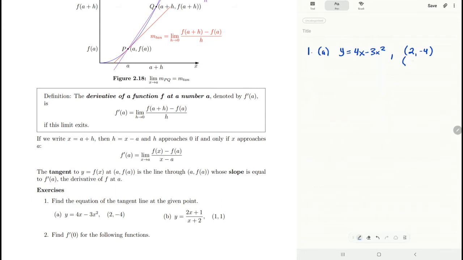So we want the equation of the tangent line that passes through this point, and so our a and f of a is given as 2 comma negative 4. So our a is 2, and if you calculate f of 2, where our function is 4x minus 3x squared, we end up with negative 4.